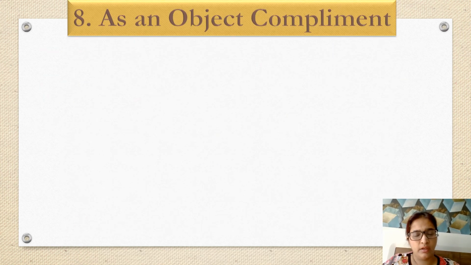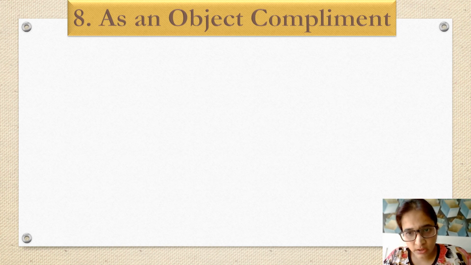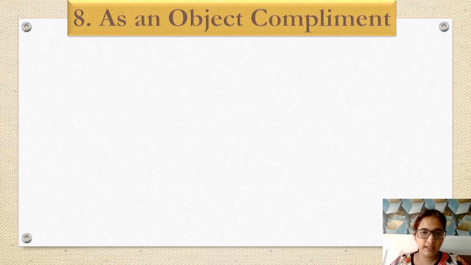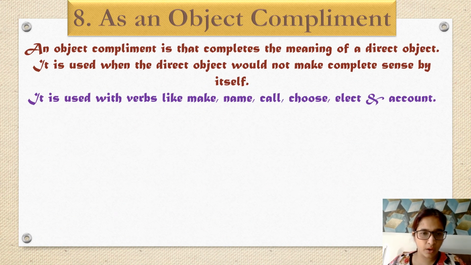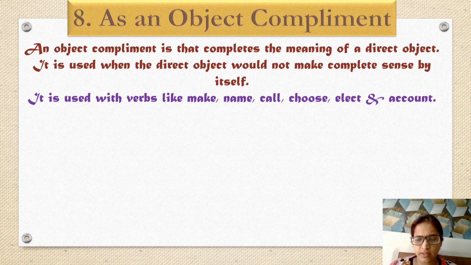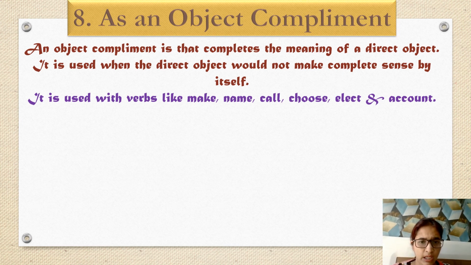The next use of noun is as an object complement. In case of an object complement, earlier we were seeing the noun as an object. An object complement completes the meaning of a direct object. What was the direct object? The direct object is the thing which is receiving the direct action of the transitive verb, as we have seen earlier. But now we should see what an object complement is.